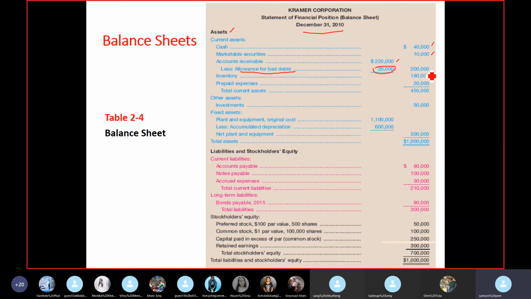It is 200,000 here. It is called the net account receivable. That is equal to the account receivable minus the allowance for bad debt. Everybody, do you remember what the allowance for bad debt is? What is that?